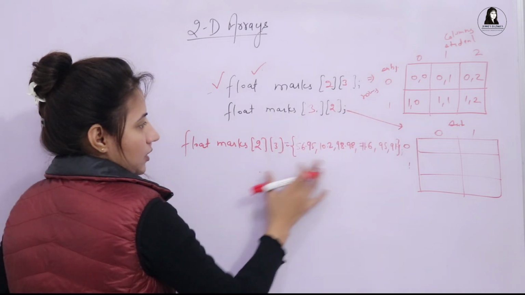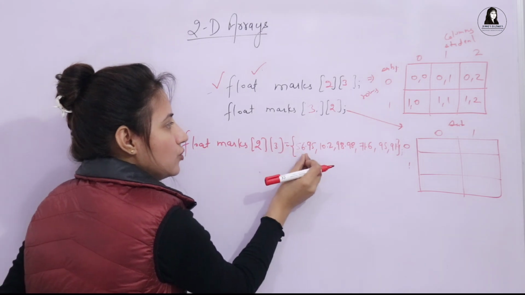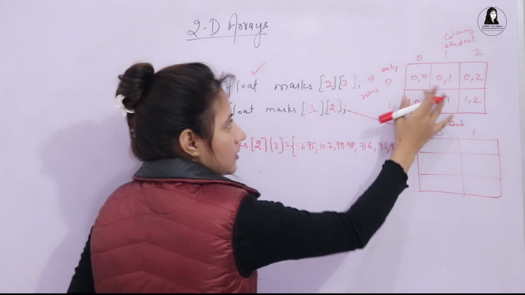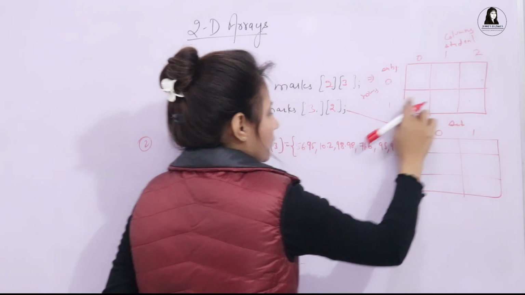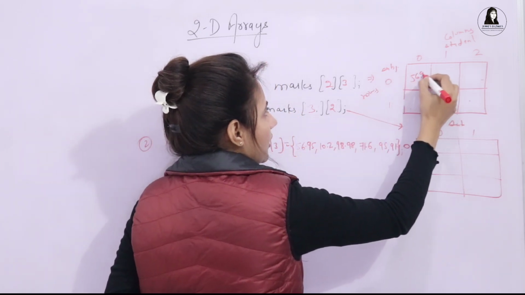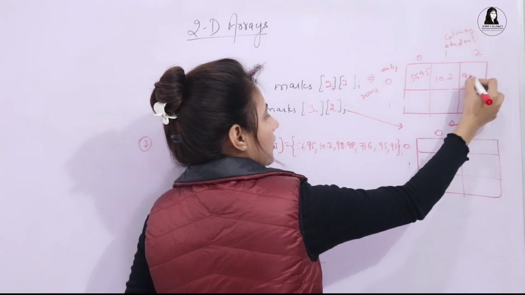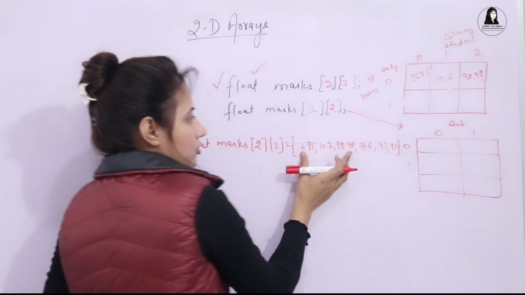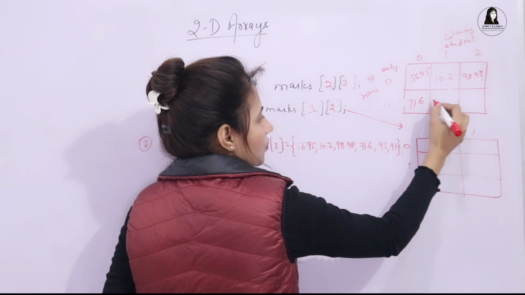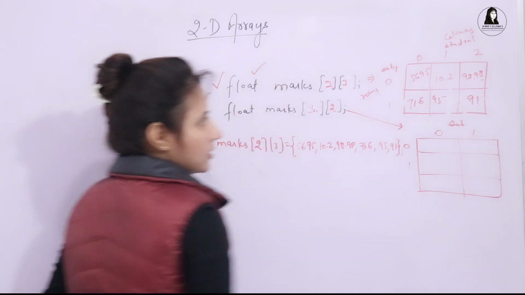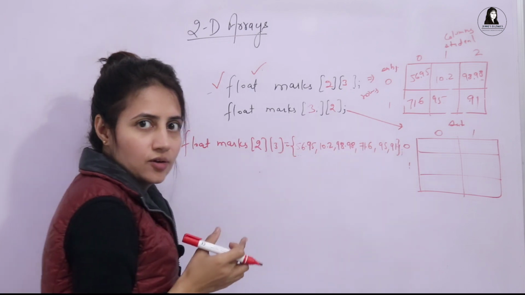Now here, this is the array, a pictorial representation of the array. First we'll take the first value, which is 56.95. Next, in the same row, 10.2, 98.99. 3 elements, since we have 3 columns. Then in the next row, 95, 91, like this. So this is the first row, this is the second row.